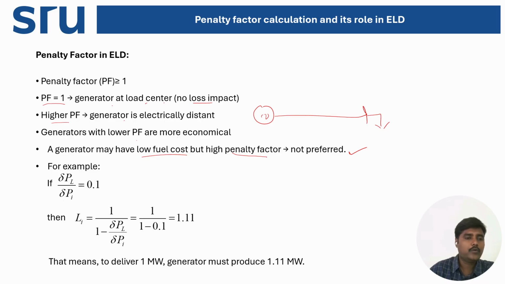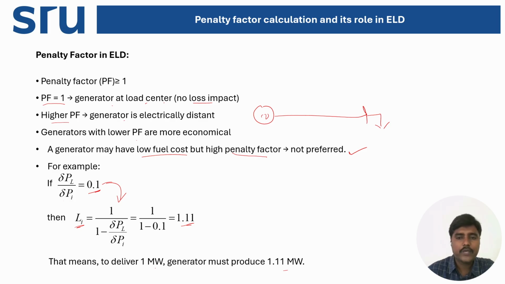Suppose ∂PL/∂Pi is equal to 0.1. If you substitute this value in the penalty factor equation, you will get a penalty factor of 1.11. This indicates that to deliver 1 megawatt of power, the generator must produce 1.11 megawatt of power. That means the additional 0.11 megawatt of power is required to meet the transmission losses.